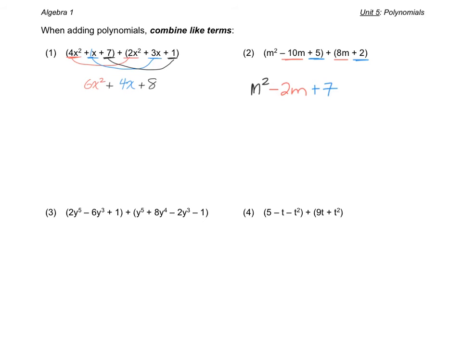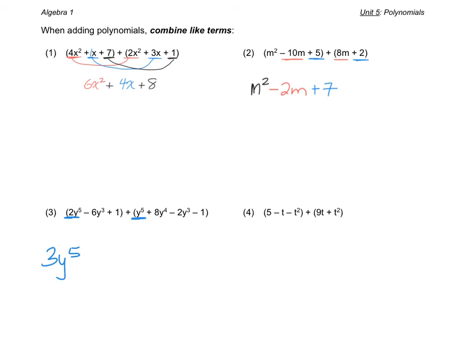All right, sometimes the powers get a little crazier, but that doesn't mean the problem gets any more challenging. Identify your like terms. 2y to the fifth and y to the fifth. Give me what? What's 2y to the fifth plus y to the fifth? 3y to the fifth.